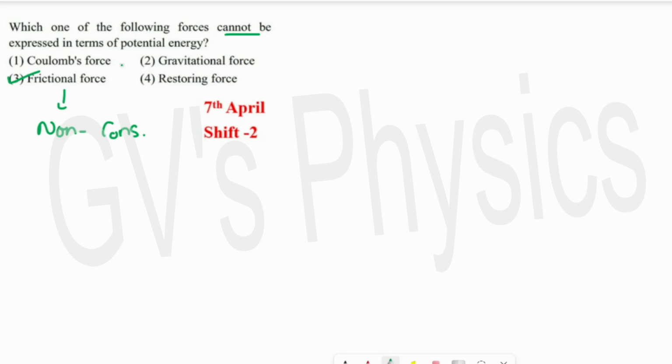So the other three, that Coulomb force, gravitation force, restoring force, these are conservative forces. They can be expressed in the form of potential energy.